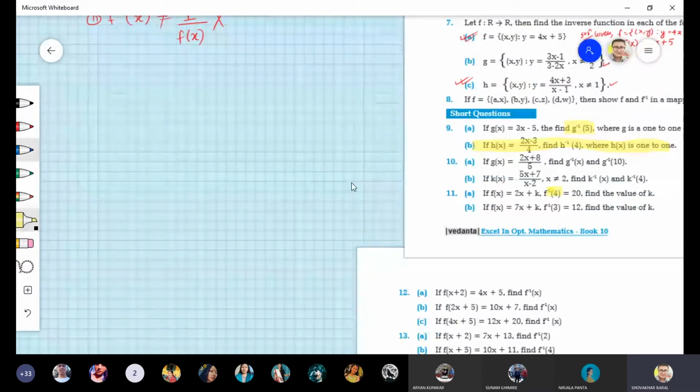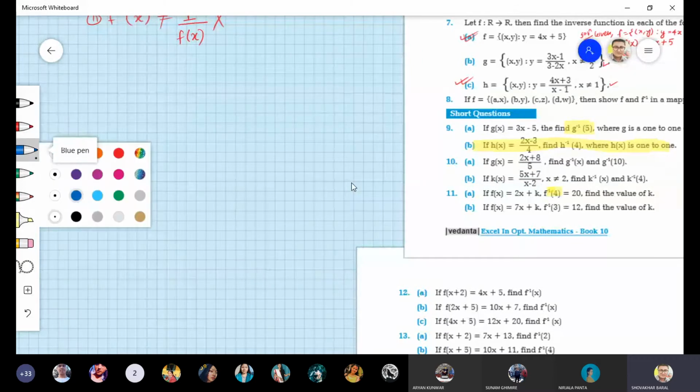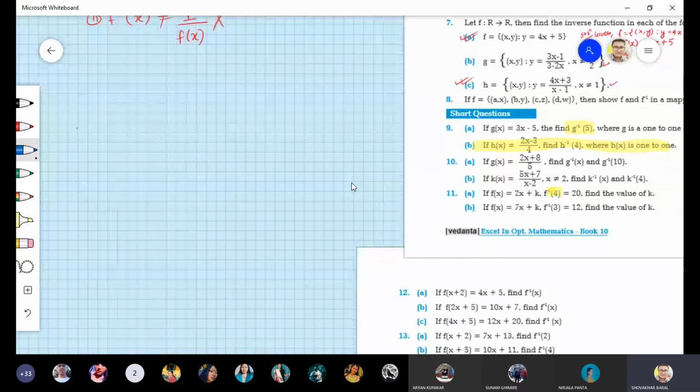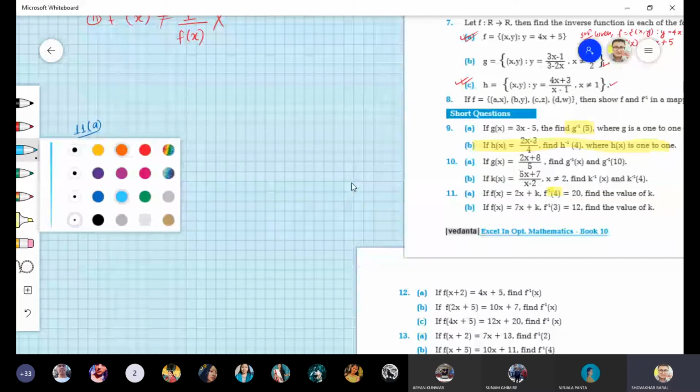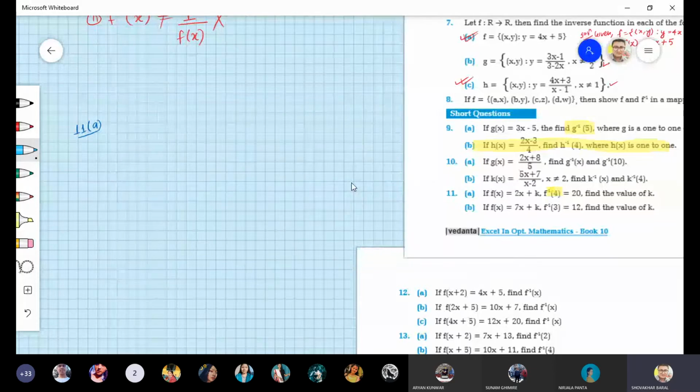I hope this is visible enough to understand. Okay, question number 11A. What is given there? f(x) is equal to 2x plus k is given here. Such types of question are very important.